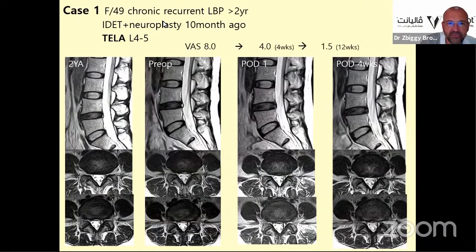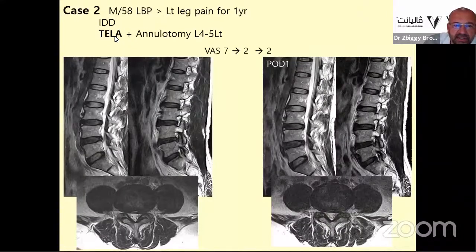This is the patient with chronic recurrent low back pain, more than 2 years. Before, the VAS was 8. We performed only annuloplasty at the level L4-5. 4 weeks after, the VAS dropped down from 8 to 1.5. Another one, we did annuloplasty and annulotomy L4-5 on the left side, again only annuloplasty and annulotomy for this patient on the left side.